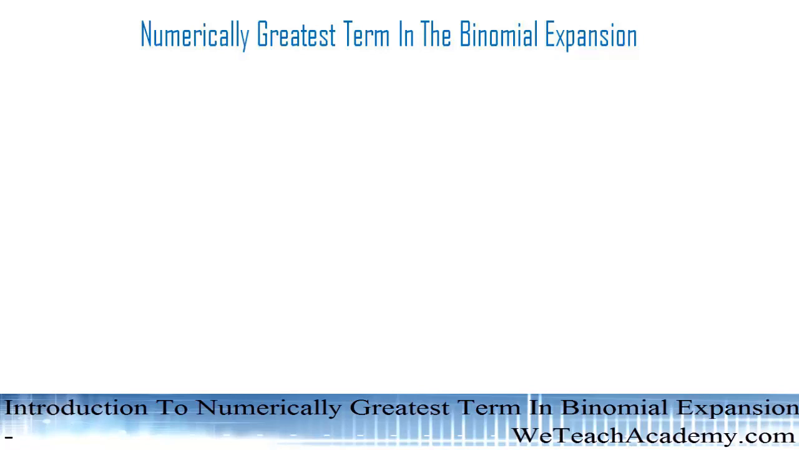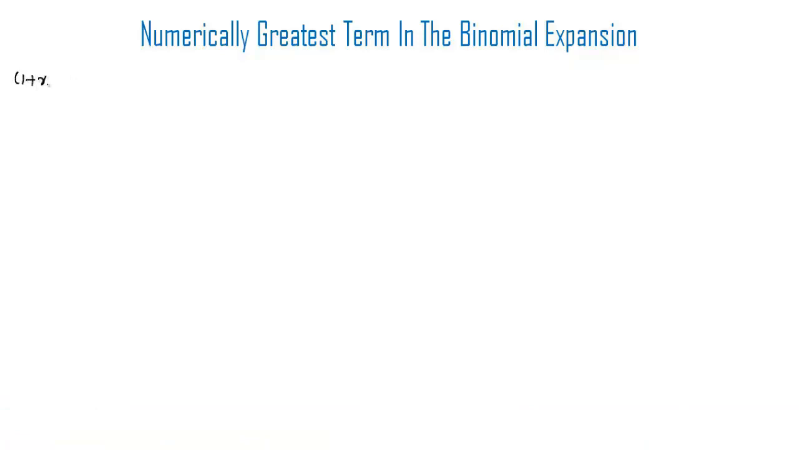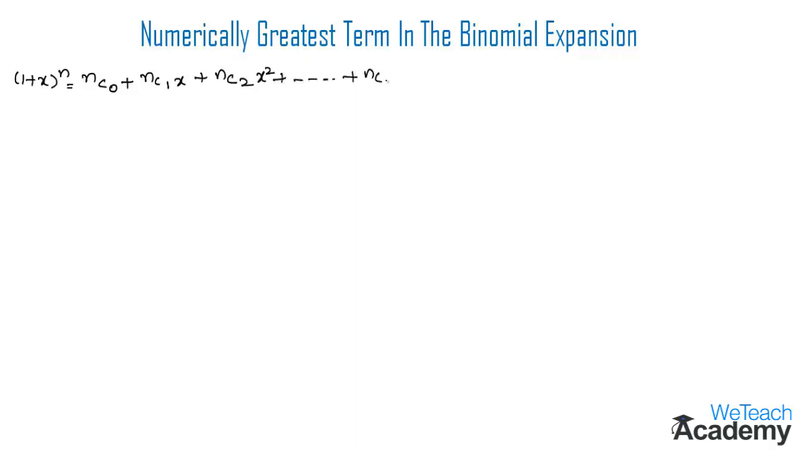Today in this presentation, we are going to discuss the numerically greatest term in the binomial expansion. First, let us write the standard binomial expansion for (1 + x)^n, and its expansion is nC0 + nC1 x + nC2 x² + and so on, up to nCn x^n. So in order to find the numerically greatest term of this expansion, the formula is given by (n + 1)|x| / (1 + |x|). And the value which we derive from this formula is denoted by m.